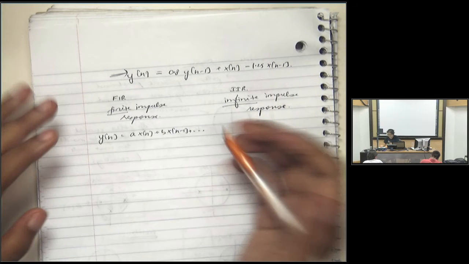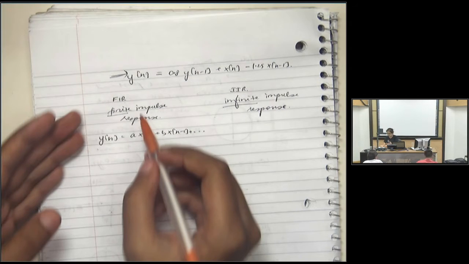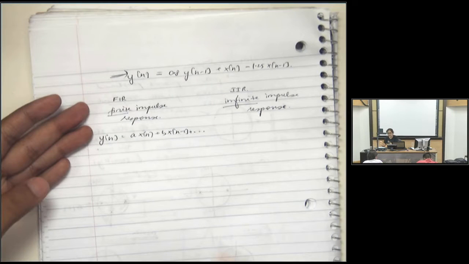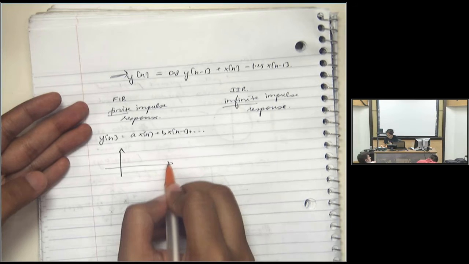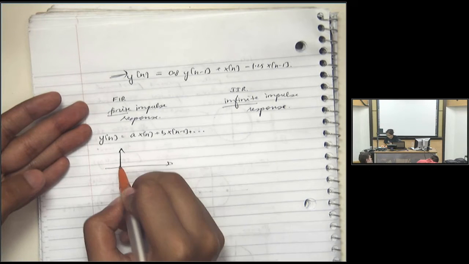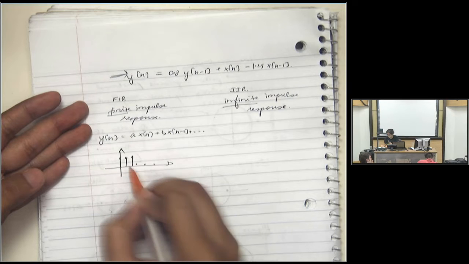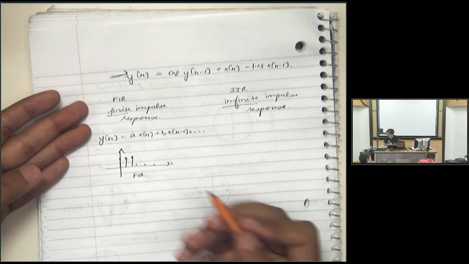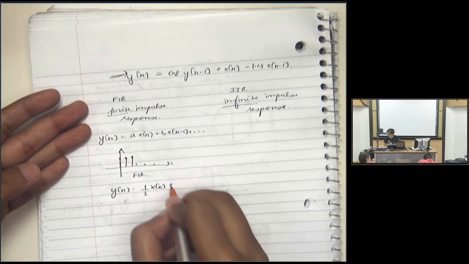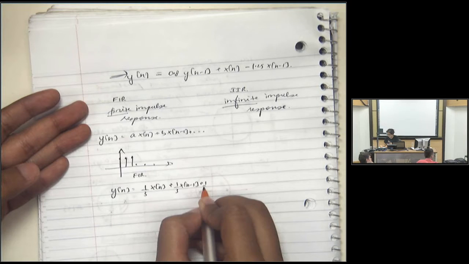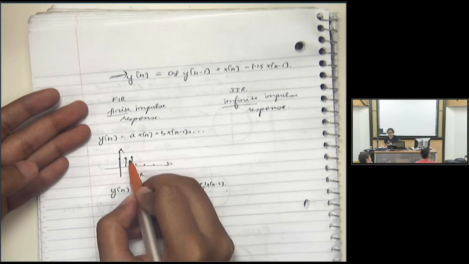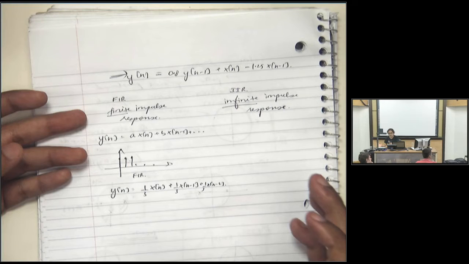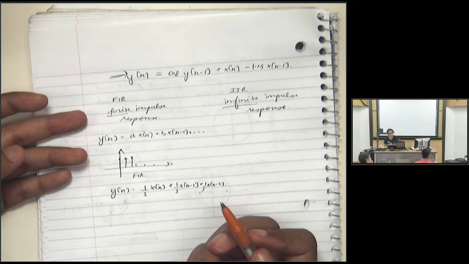And finite and infinite actually means that in the FIR case, my impulse response will only be present for a few samples. For example, if you have sort of an averaging filter. So this is FIR, right? For averaging filter, it's nothing but 1 over 3 x of n plus 1 over 3 x of n minus 1 plus 1 over 3 x of n minus 2. Correct? There are 3 of these. For a 5 length average filter, I'll have 5 of these. But it's finite. It's not infinite.